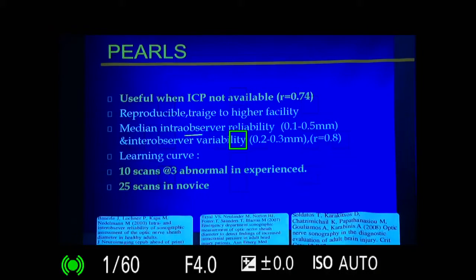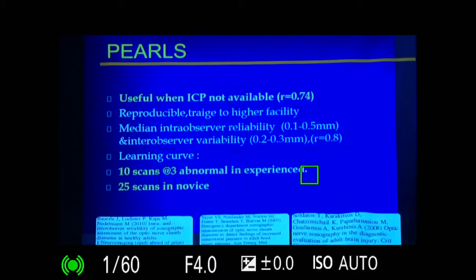So it can be very useful where ICP is not available, which is in the majority of the institutions in India. It is very reproducible, you can do a lot of studies using it, and it is very easy to do.